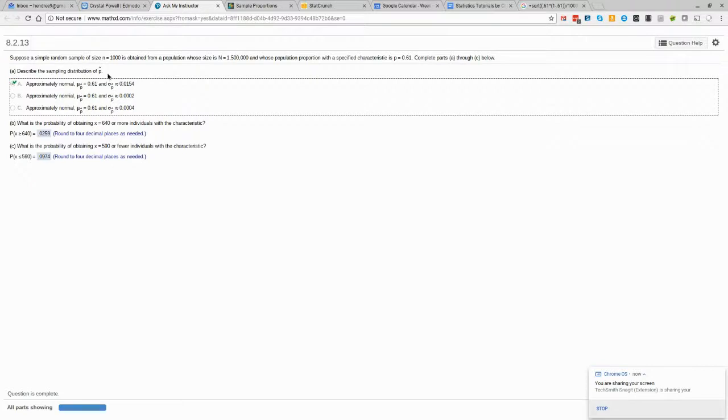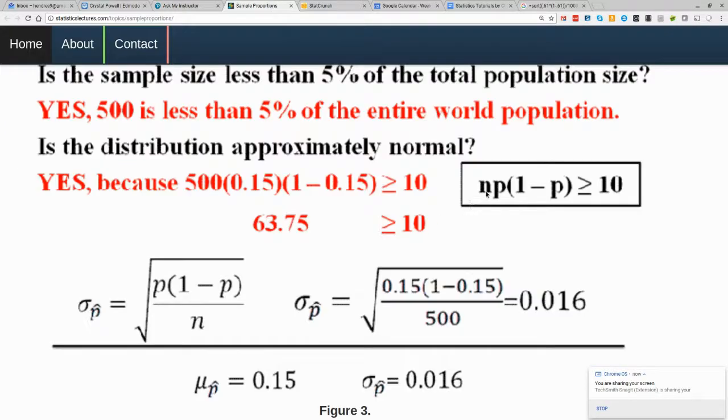The other thing we have to do is do the checks to make sure it's normal and that the sample size is not too big. So the first one is to make sure that the sample size is not more than 5% of the population, and that's definitely true. If you take this and divide it by this, it's definitely less than 5% of 1,500,000. The other one is given by this formula. We just have to take the sample size, multiply it times the population proportion times the complement of the proportion, and make sure that that's greater than or equal to 10.